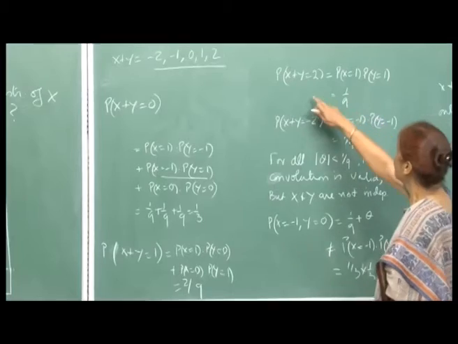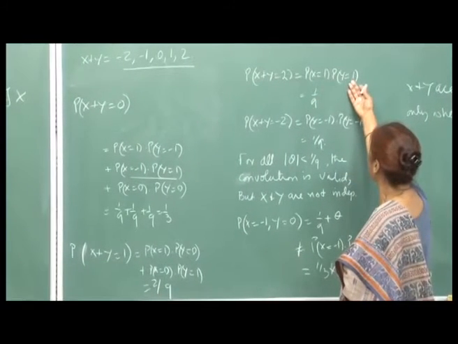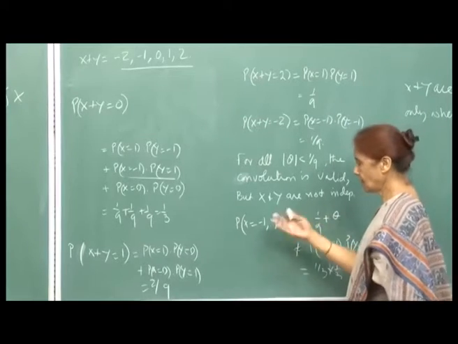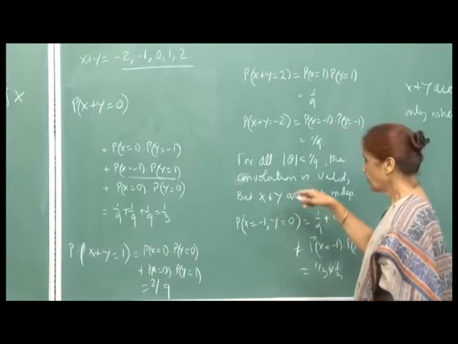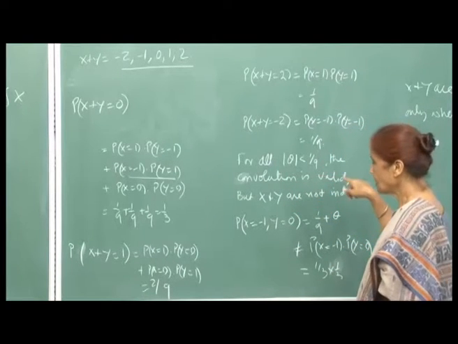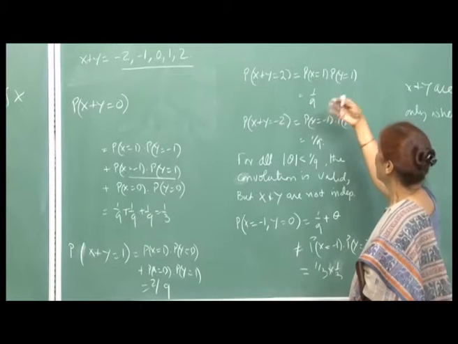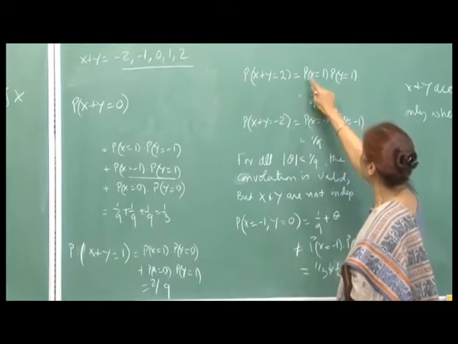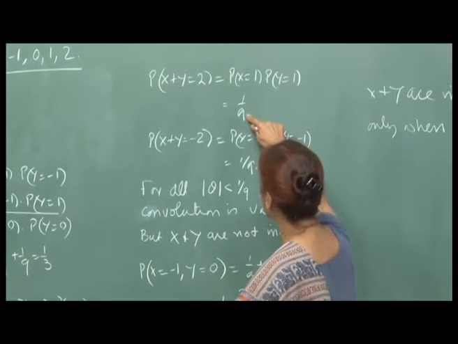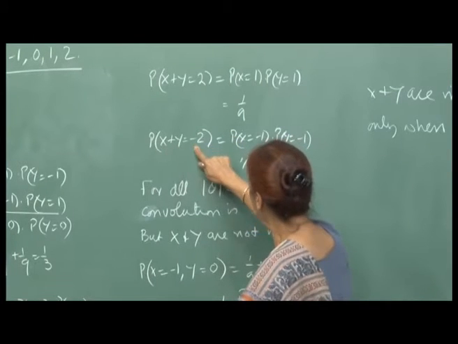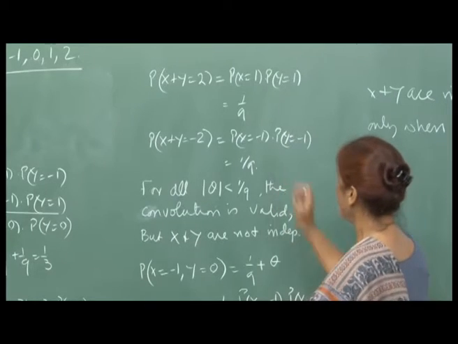For x plus y equal to 2, there is only one possibility: x takes value 1 and y equal to 1. I have taken this example because it shows that when we write f_X(x) into f_Y(t minus x), you have to take only possible values of t. You cannot just take any. So x plus y equal to 2 is given by x equal to 1 and y equal to 1, so this probability is 1 by 9. Similarly, x plus y equal to -2 is given by x equal to -1 and y equal to -1. So that is 1 by 9, right.